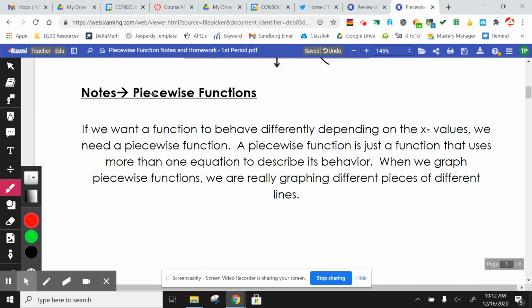All right. So a piecewise function. Think about the word piece. It's in pieces. That's the reason it's called a piecewise function. You're going to get individual pieces of a function. So if we want to have a function behave differently depending on the x values, we need what is called a piecewise function.